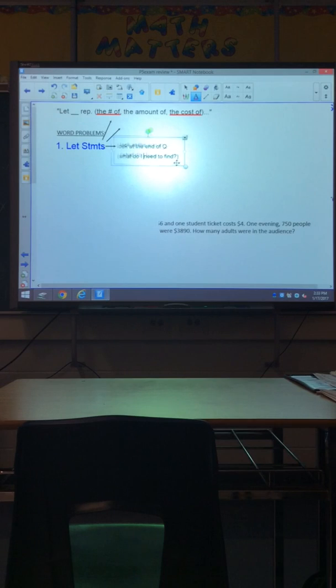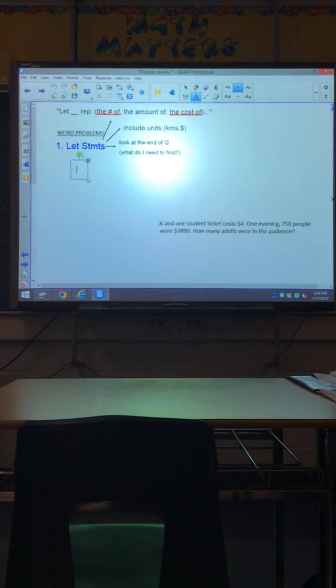Also remember that your let statements need to be very, very specific. So let X represent the number of, the amount of, the cost of. What is the other thing I will take off a half a mark for? Yes, good memory. So include your units: kilometers, dollars, etc. So include units also in your let statements.